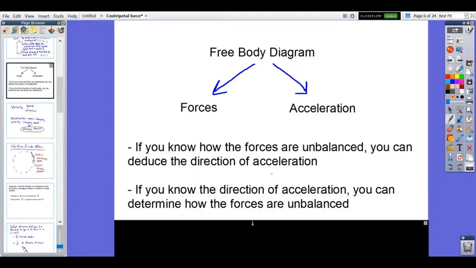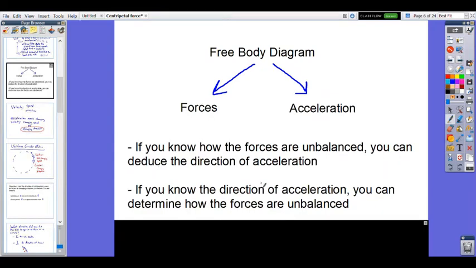Or vice versa, say if you knew what the direction of acceleration is, then you know how your FBD is going to be unbalanced, right? So this is a pretty basic idea. It's a pretty fundamental idea with forces. And this is something we were doing all last semester. It's something you used even in just the review that I just had to do right before this, okay?